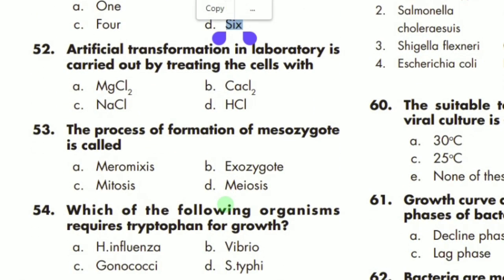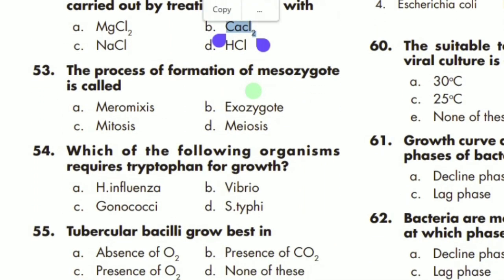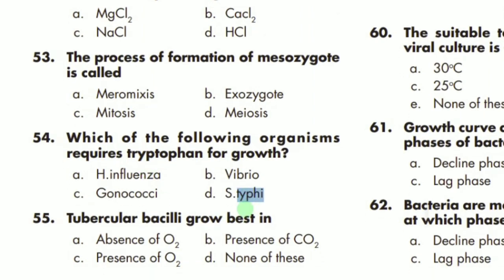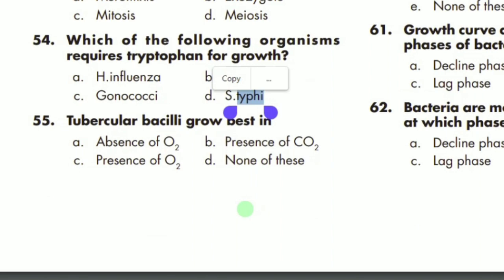Then we have the 52nd MCQ that says that artificial transformation in the laboratory is carried out by treating the cells with calcium chloride, so then we can artificially transfer the genetic material. D is the correct option. The process of the mesozygote is called what? Merogamy is the correct option. Which of the following organisms requires tryptophan for growth? Salmonella typhi. D is the correct option. Then we have tuberculosis bacilli that grow best in the presence of oxygen. So B is the correct option.